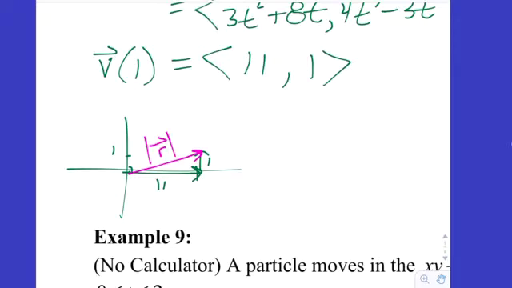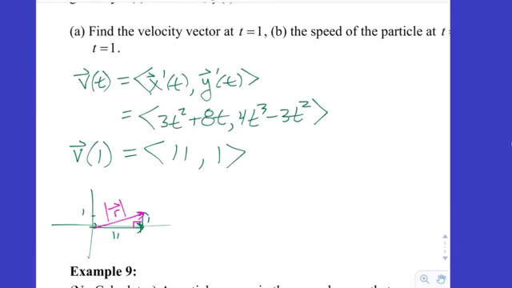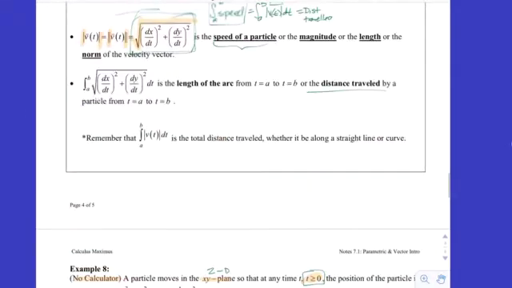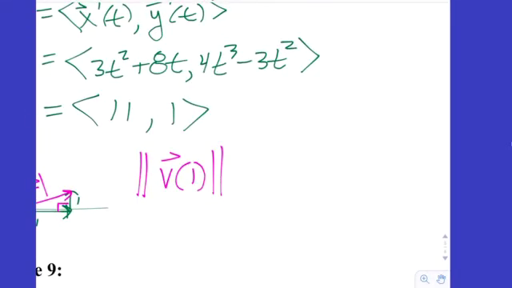And how do I do that? Pythagorean theorem, right? That's it. So here you go. Part B, you're going to say, I like to use the double bars because, again, it's kind of novel. And it does separate it from the absolute value because we're talking about vectors instead of just up here the absolute value of velocity. So it's going to be the square root of 11 squared plus 1 squared.